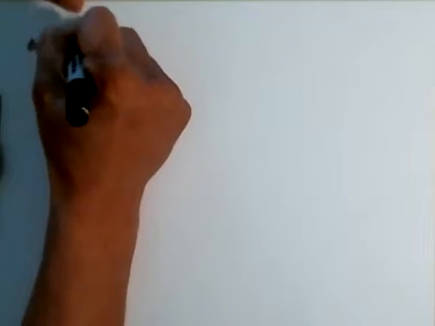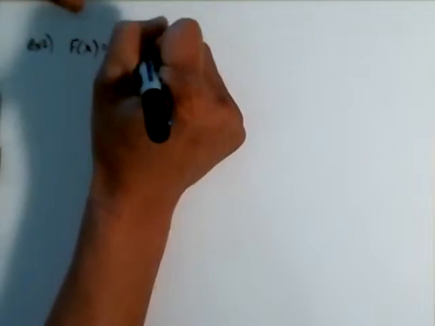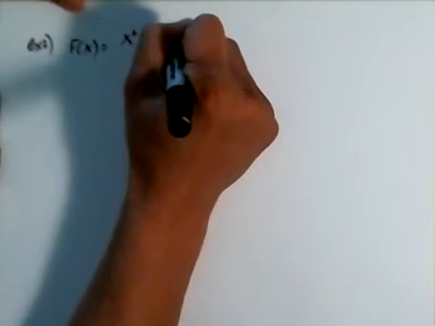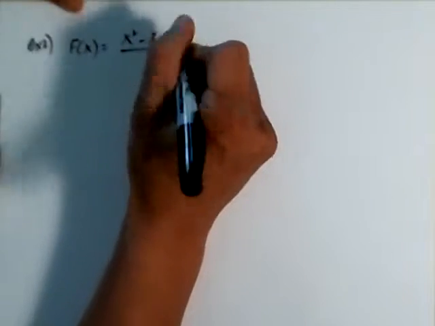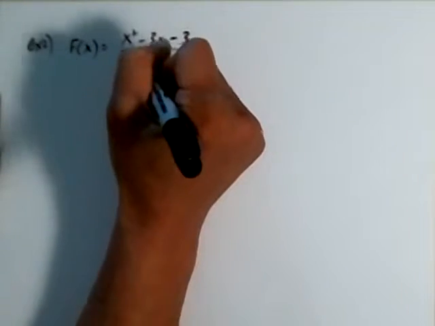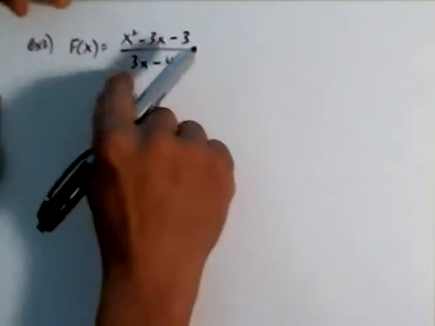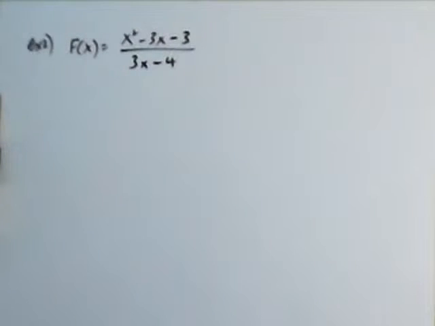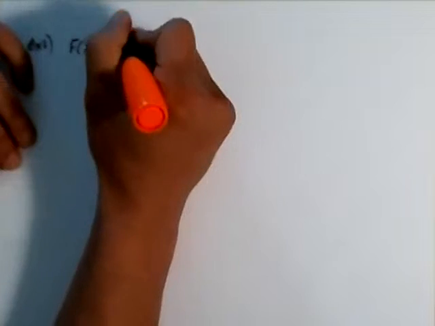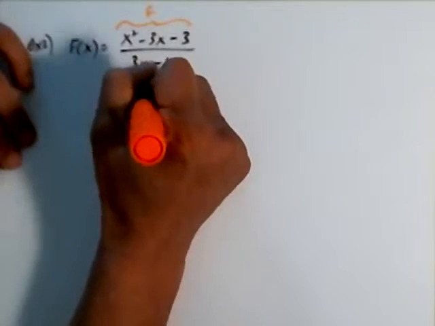I'm going to use a different marker here, the bigger marker. So for example 2, the function f of x looks something like this. It's x squared minus 3x. Instead of plus 1, I'm going to put minus 3 all over 3x minus 4. Okay, it's kind of like one of your problems. Again, the first thing we do is we're going to label that f, label this g.